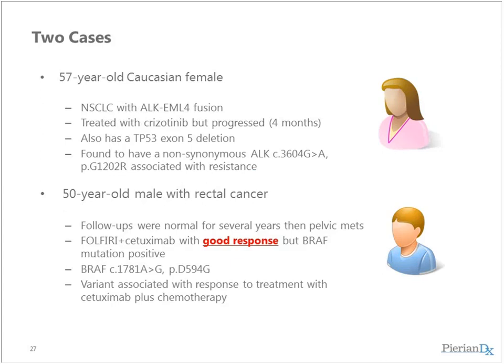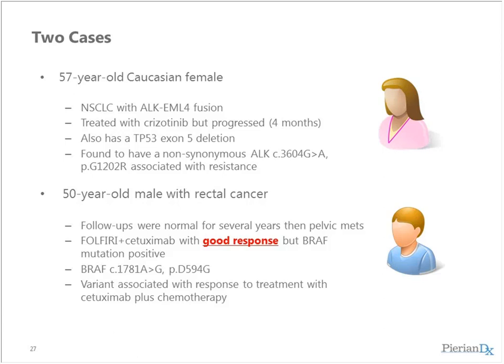The second case is a 50-year-old male with rectal cancer, had follow-up, developed some pelvic mets, was treated with FOLFIRI, which is a chemotherapeutic regimen, and cetuximab, which is an anti-EGFR antibody therapy, and had great response, despite the fact that he had a BRAF mutation. And so BRAF mutations have been associated with no response to the anti-EGFR therapies. Well, it turns out that in this case, he didn't have the typical V600E mutation. He had a D594G mutation, which again was reported once in the literature as being favorable with response to cetuximab.